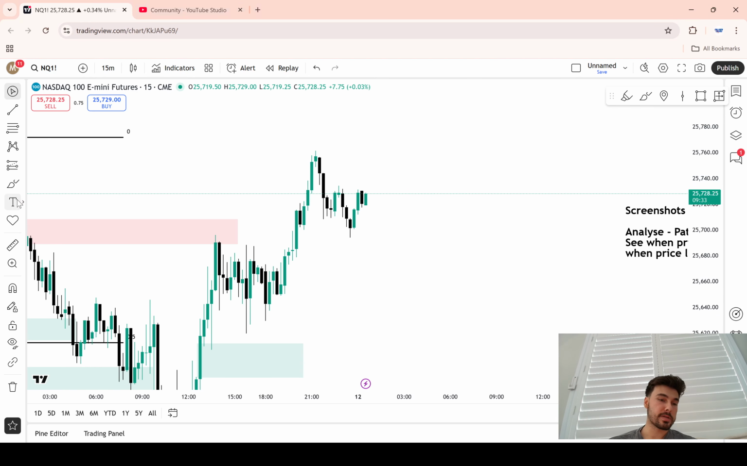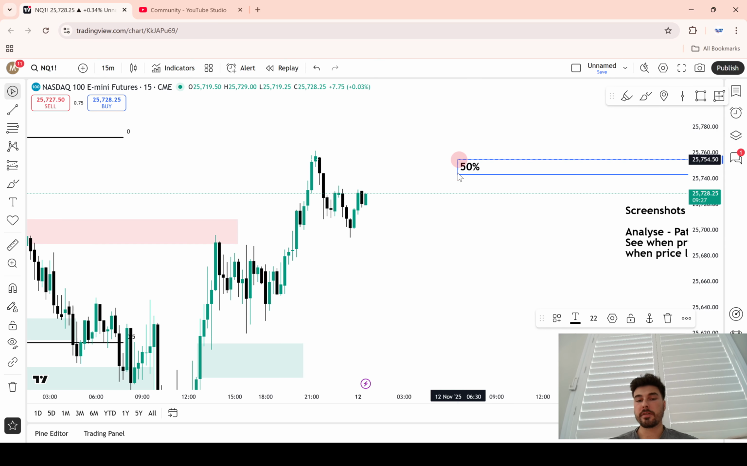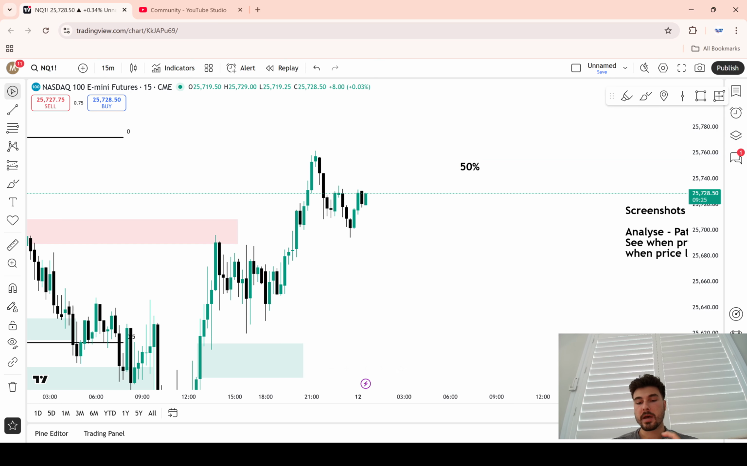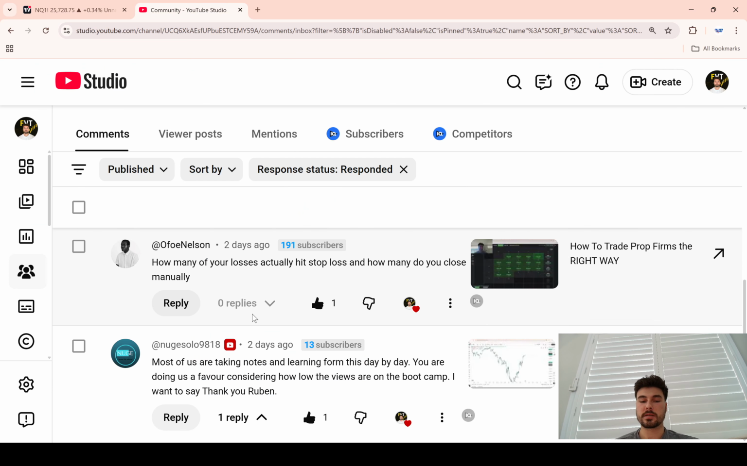If I had to put a number to it, I don't have the stats on me at the moment, I would probably say it's like 50%. 50% of my trades hit stop loss. However, that stop loss is probably mitigated, and 50% I'll manually close if I don't like how price is looking. So that's what I'd say, and it just depends, because different market conditions will do different things for me.